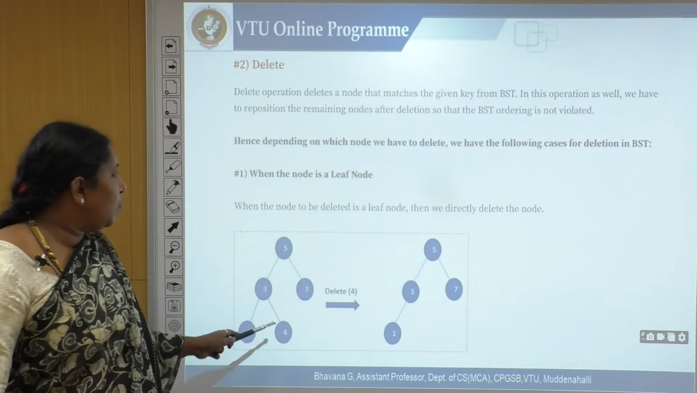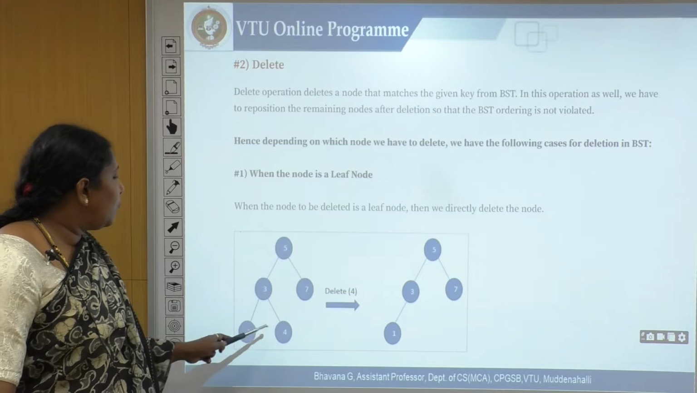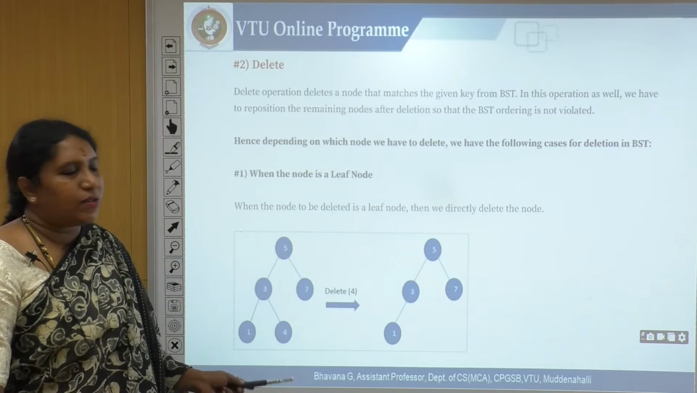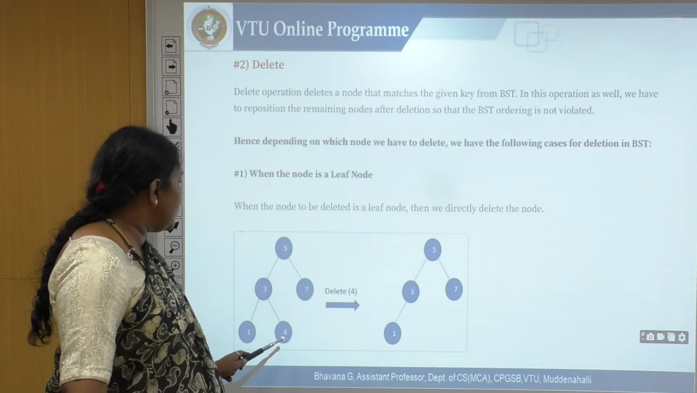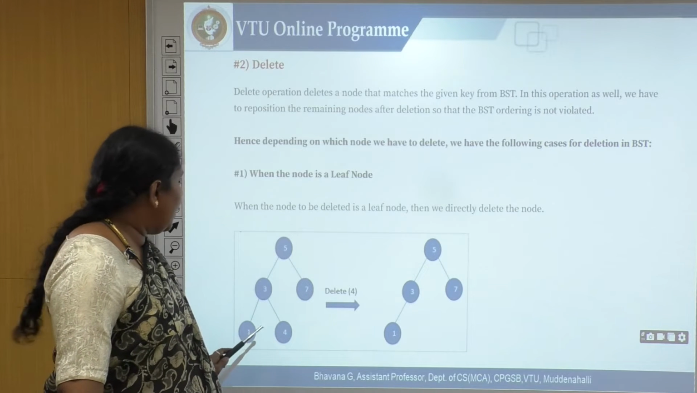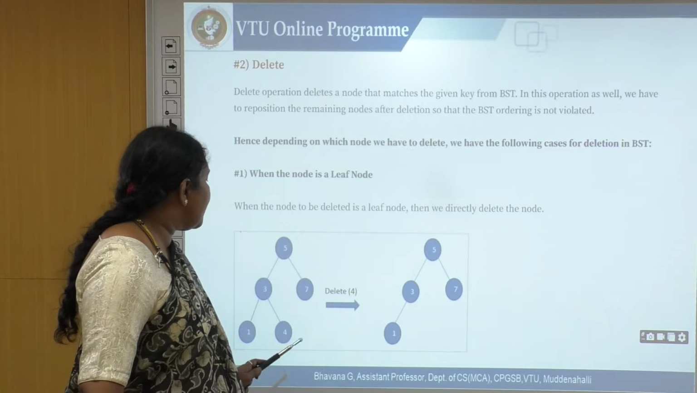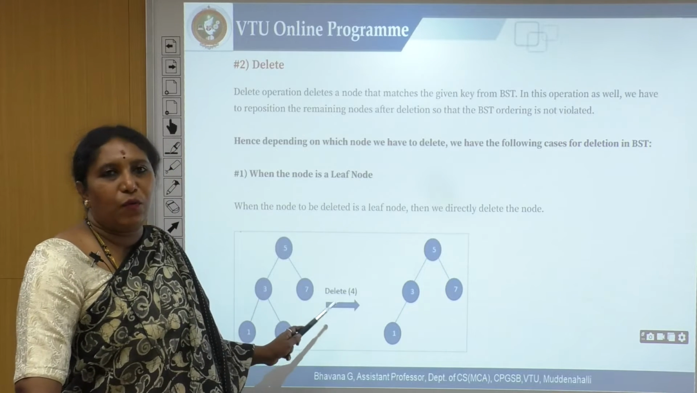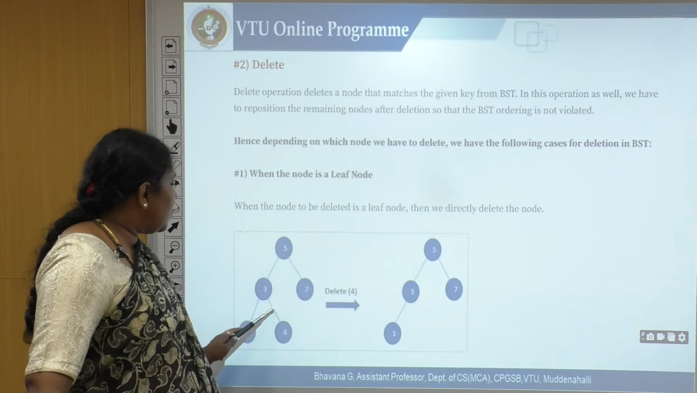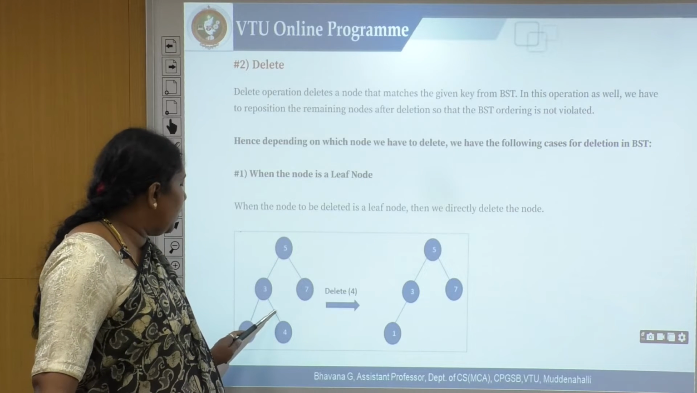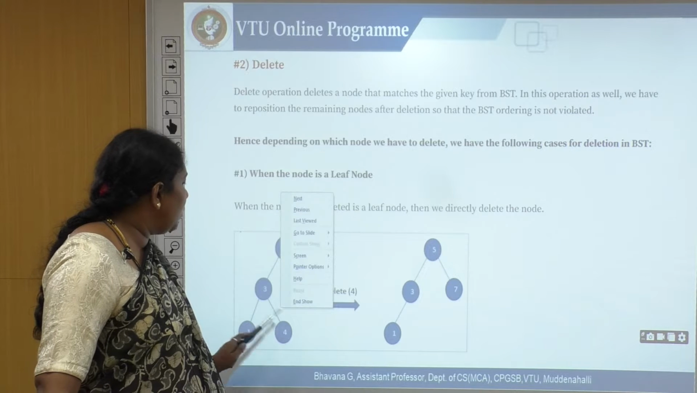Now, which are the leaf nodes in this diagram? So 1, 4 and 7 are the leaf nodes. So what am I supposed to do? I can delete any one of these because they are leaf nodes. I can delete 1, I can delete 4 and I can delete 7. Now I want to delete 4. So if I am supposed to delete 4, I can just remove this edge over here. This can be removed directly.